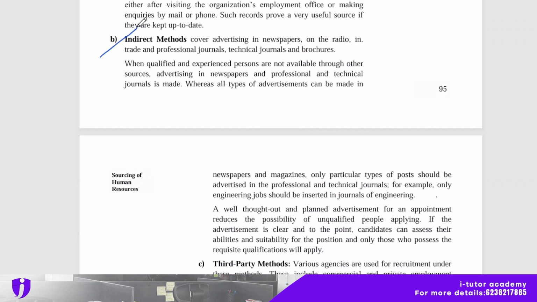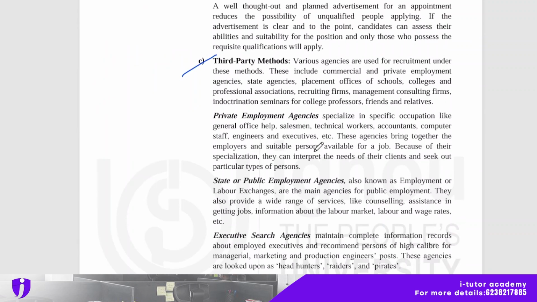And the next one is the indirect method. It covers advertising in newspapers, on the radio, in trade and professional journals, technical journals and brochures. When qualified and experienced persons are not available through other sources, advertising in newspapers and professional and technical journals is made. Next is the third party method.